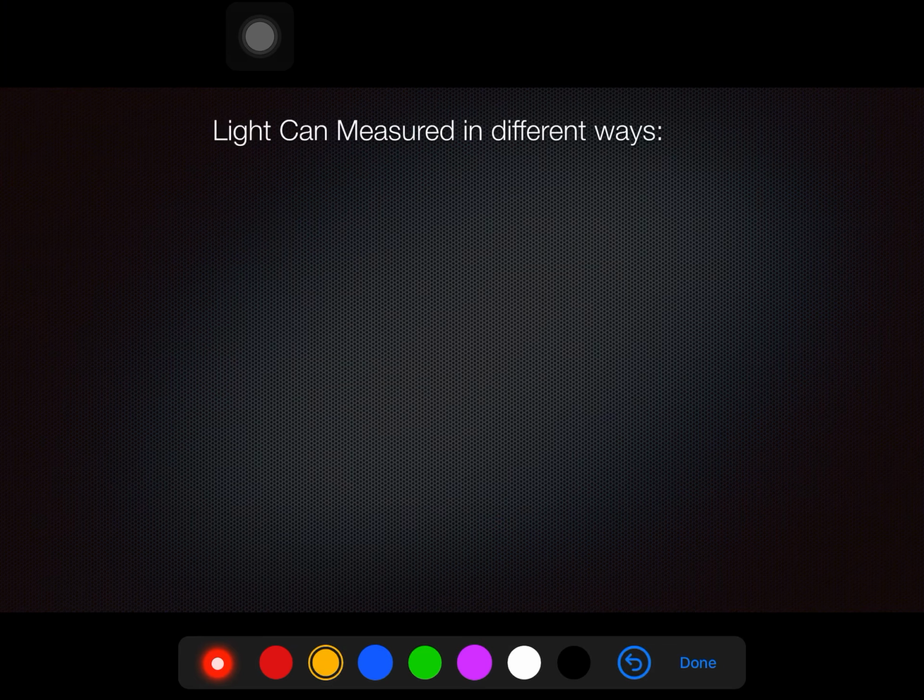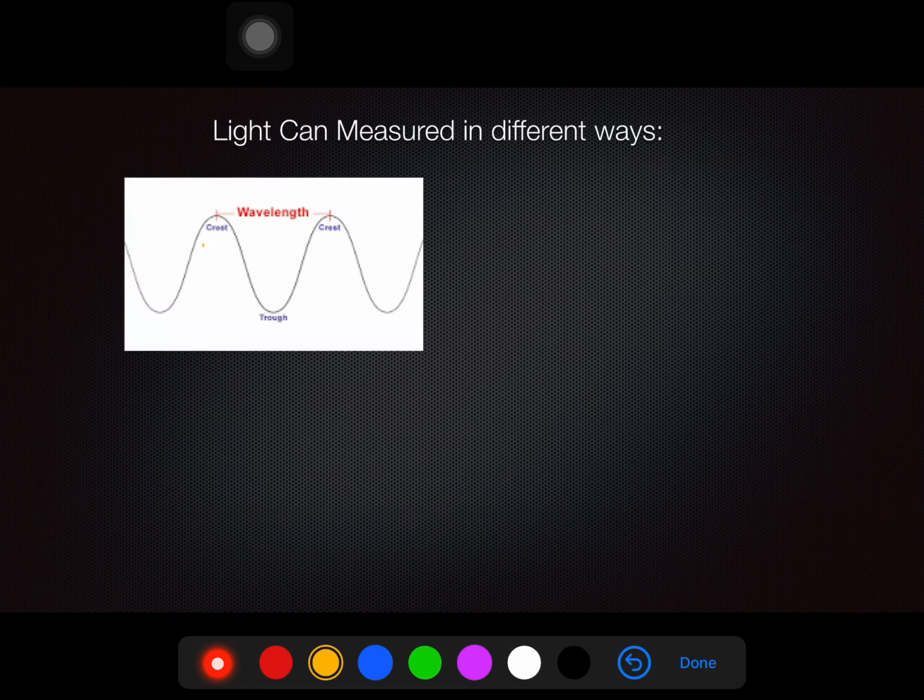Lastly, there are 3 ways we measure light, 3 properties of light that we refer to. One of them is when I take my light wave, I can take a measure from the very top of a wave, called the crest, to the top of the very next wave. That's called crest to crest. We call that wavelength. It's a distance, so the word length in there makes complete sense. Wavelength is the difference between the waves, and it could be measured from the crest of one wave to the crest of the next. It could also be measured from the trough of one wave to the trough of the next wave, the bottom to the bottom. It doesn't matter.